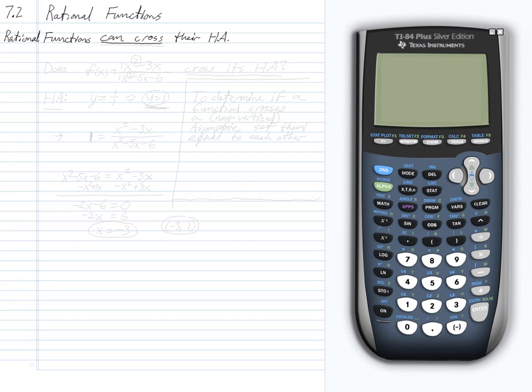When x is very, very large, eventually our function will settle down. But locally, our functions can cross their horizontal asymptotes. So to see how we would handle that, or see if it's occurring, we will check with this function and see, does this function, f of x equals x squared minus 3x all over x squared minus 5x minus 6, cross its horizontal asymptote?